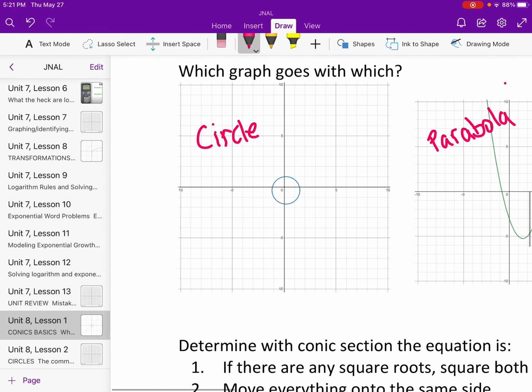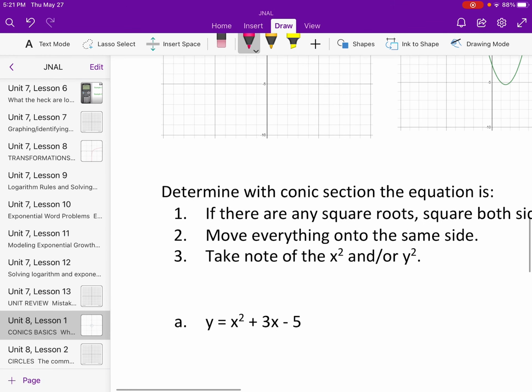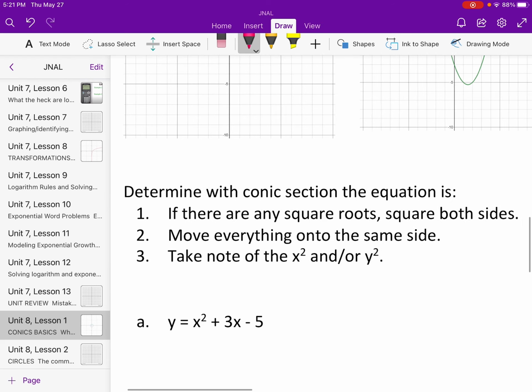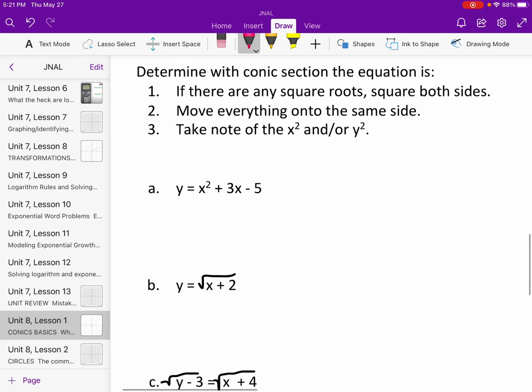Now let's see. Now you can determine, well, you can call these conic sections too, and you can determine which one it is by doing this. If there's any square roots, it's easiest to tell when it's in the form where the x's and y's are on the same side and it's set equal to 0. So to do that, you have to remove any square roots by squaring both sides.